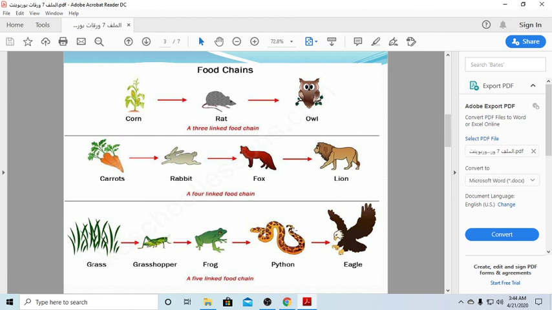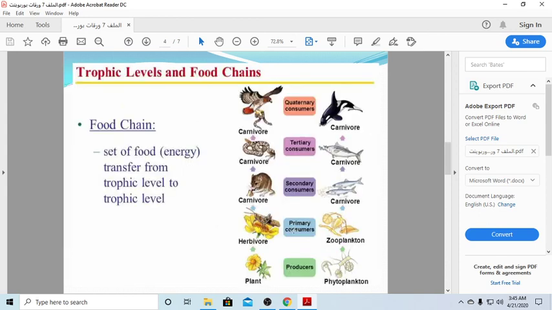And if you ask yourself, for example, the 5th level here is the eagle. After this eagle, is there in nature another animal that can eat it? No, there is not. And in case another animal eats it, it will not find any useful benefits in this eagle. I'll tell you why. Because after 5 levels, the food chain will start to lose all its energy.